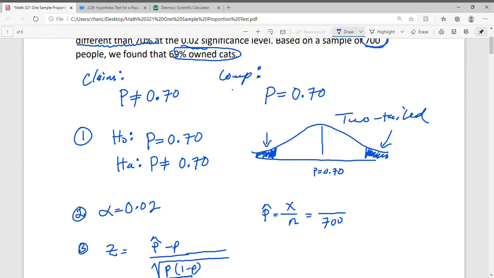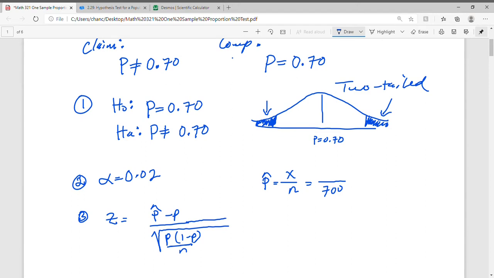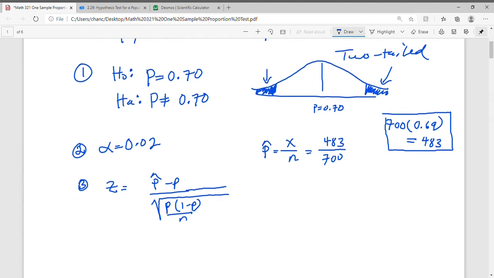Now how do you find 69% of 700? Well, to do this, we take 700 and multiply by 0.69. This is going to tell me the number of successes. 700 times 0.69 is 483. So I know 69% of 700 is 483. That's our x, that's our number of successes. So that would be our p hat. And of course we can simplify this. This is equal to 0.69.